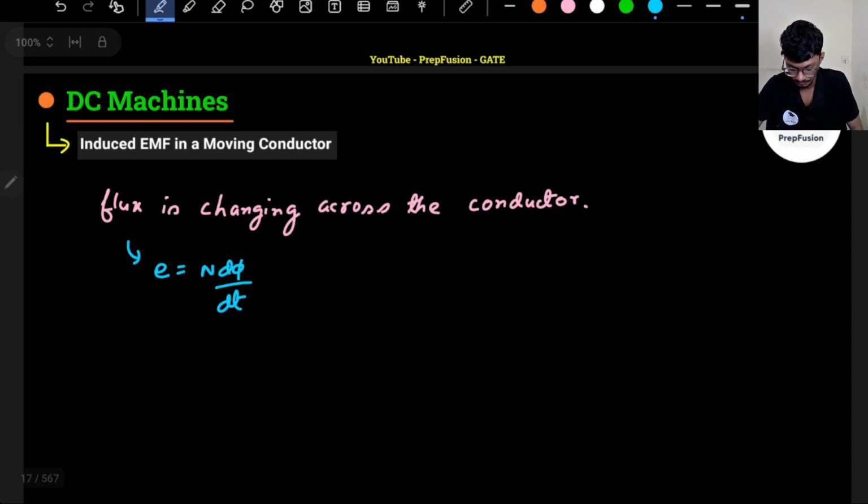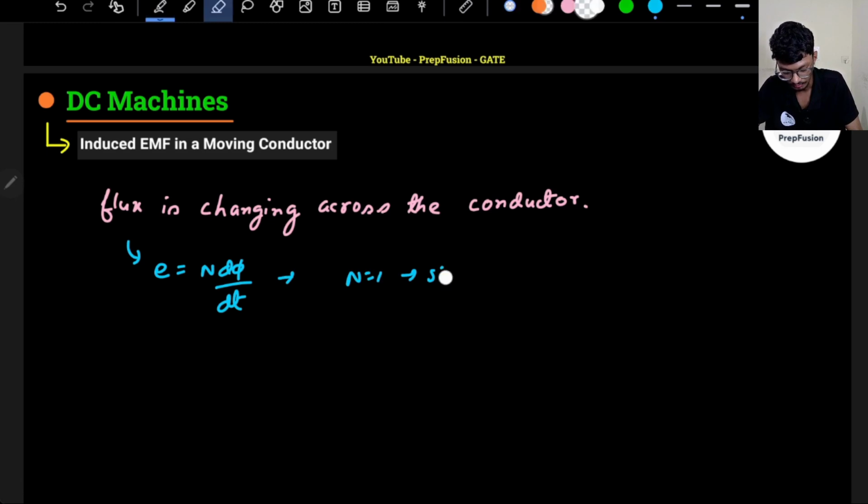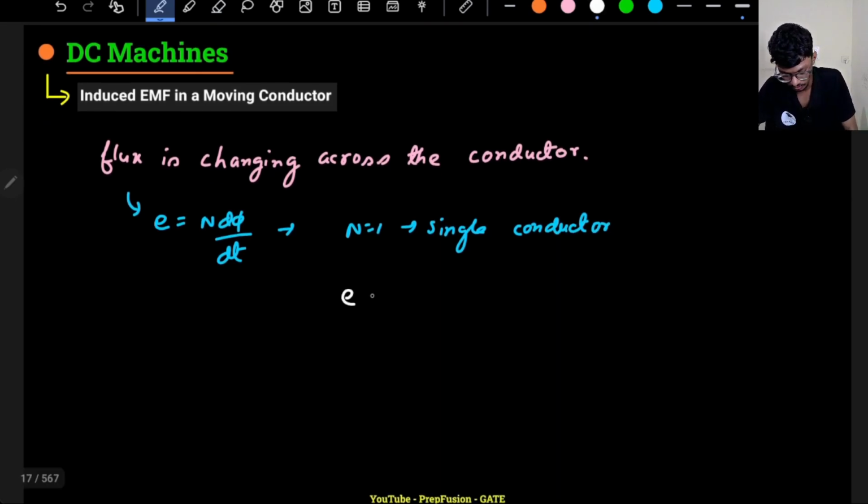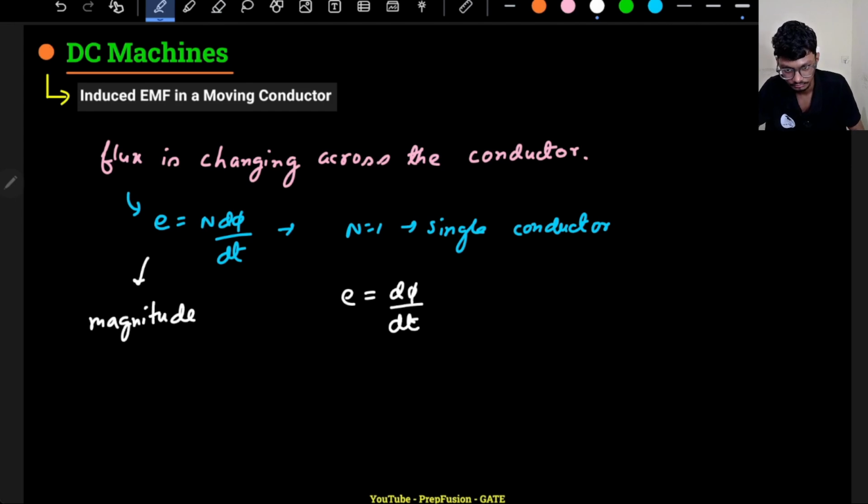So let's say for a single conductor, where N is 1, I want to find out the expression for how much EMF will be induced if I keep on rotating my armature. So E induced will be d phi by dt. I'm just discussing the magnitude, not the sign. Lenz's law, I know it will oppose, we will write the sign later on.